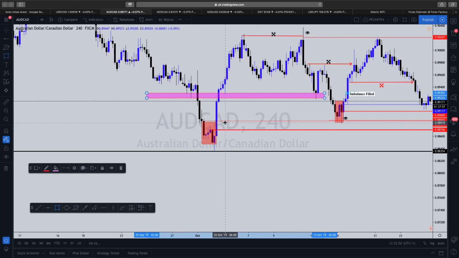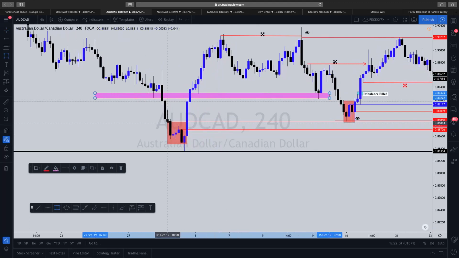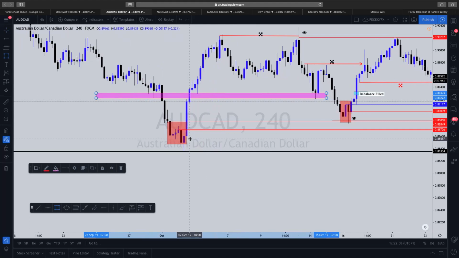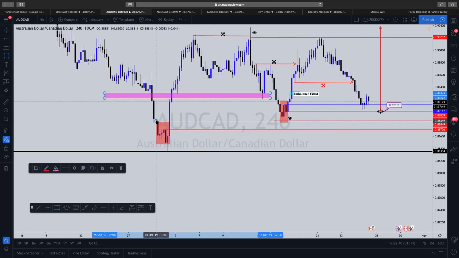The first one, remember you always put it at the body of the candle or the wick. Then this one to the body and the wick. So you can see how price rejected this first one here. Came back here, mitigated off this point. This point here, mitigated off this point.